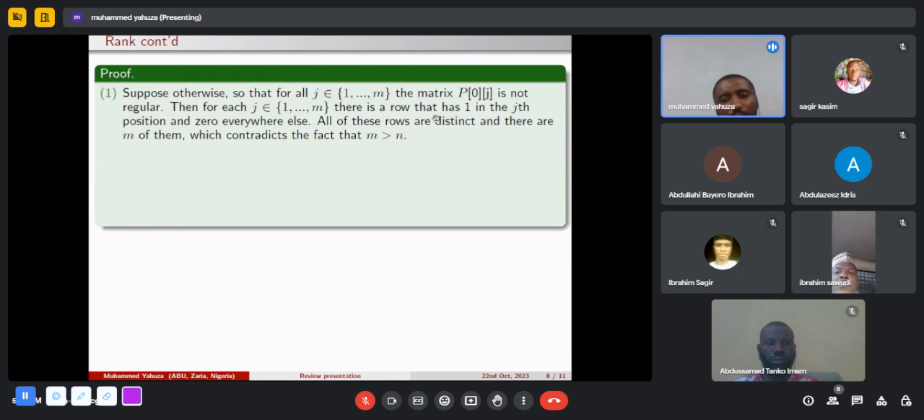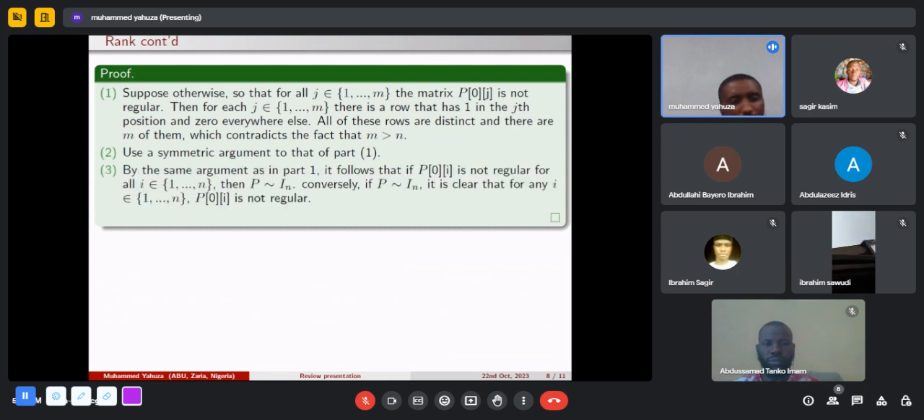Now there is a row that has 1 in the z position and 0 everywhere else. Now all of these rows are distinct, and there are m of them, which contradicts the fact that m is greater than n. Now, two, we use a symmetric argument to that of the first proof.